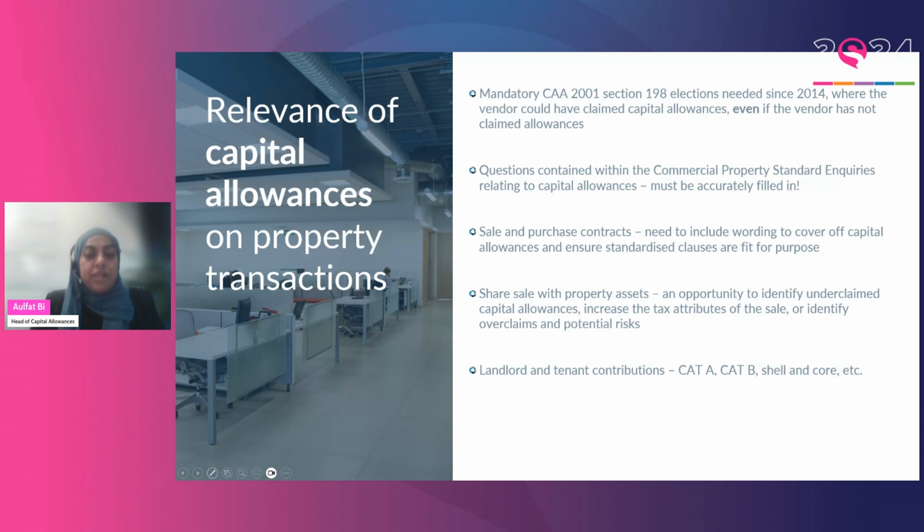Whilst we're talking about actual asset transactions, if you have any share sales where you've got property assets, capital allowances are also important as well. There are very different rules that can apply, but you would typically step into the shoes of the current company and you could have a look and say, have they maximised their allowances, and what are the tax attributes in respect of the capital allowances. So it's quite important to have a review where you are doing anything in respect of a share sale to see, have the capital allowances been maximised? Has there been an overclaim? Are there any risks that you need to make your client aware of?